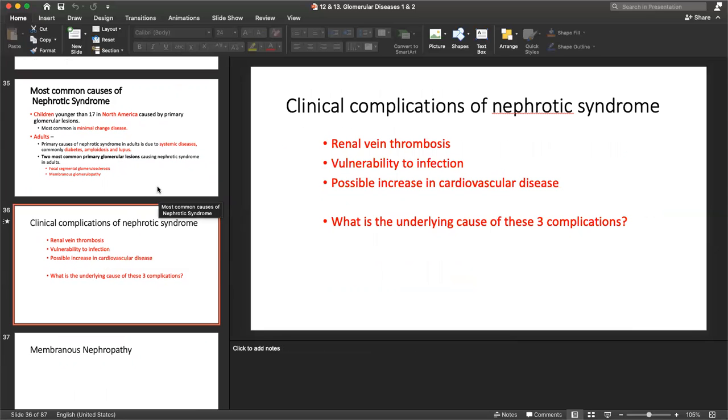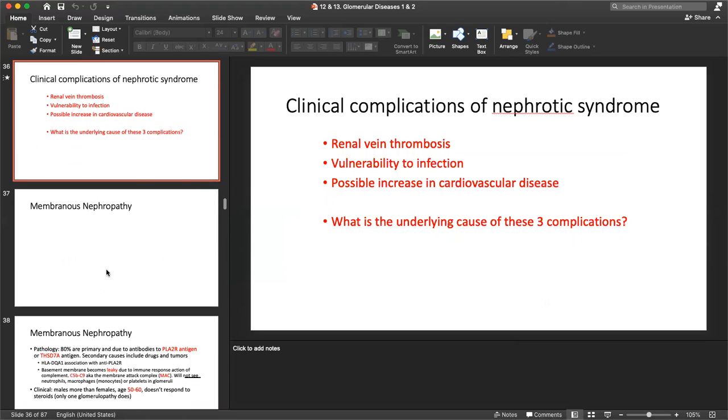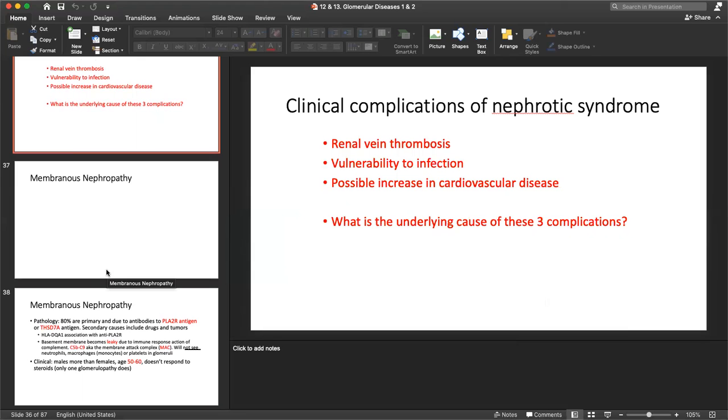So clinical complications are going to be renal vein thrombosis. This is super important. Renal vein thrombosis, vulnerability to infection, cardiovascular disease, and we will talk about the causes of these complications. But I will give you a hint. It's because of the protein. Well, we've already talked about it, I guess, because of that loss of protein.